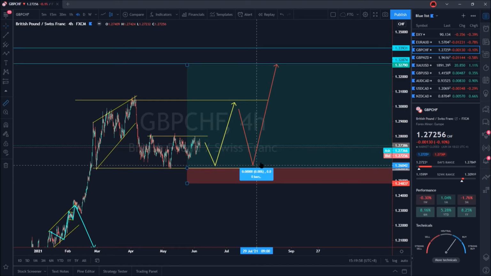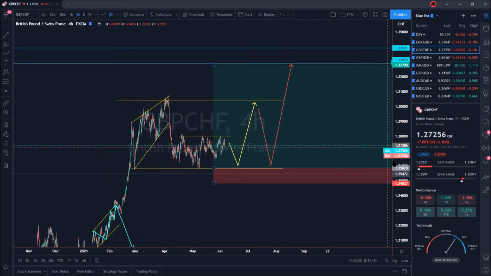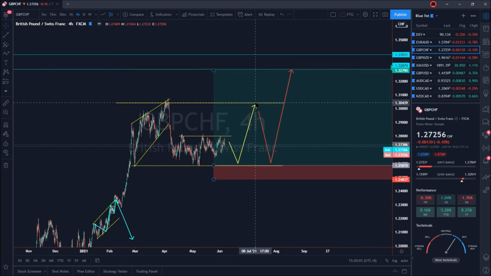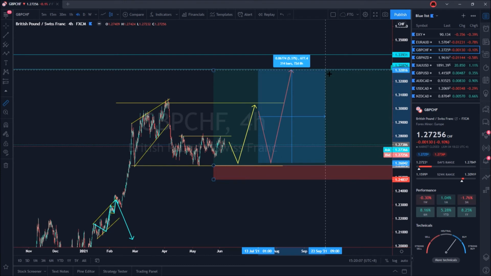Okay, we can partly arbitrage at 1.302. And the ultimate goal is to hold a position to the main resistance level, which is about 1.328.